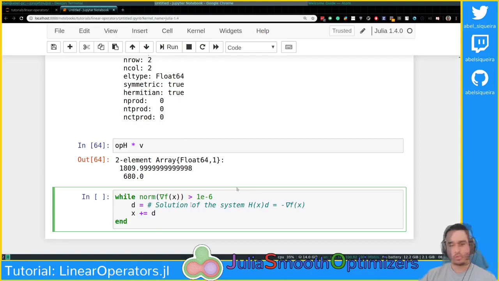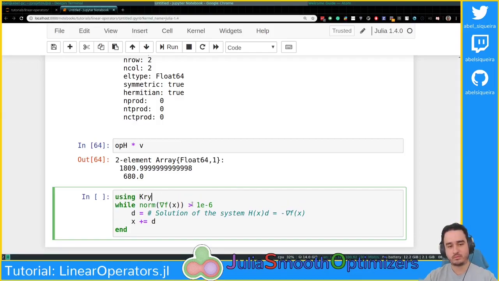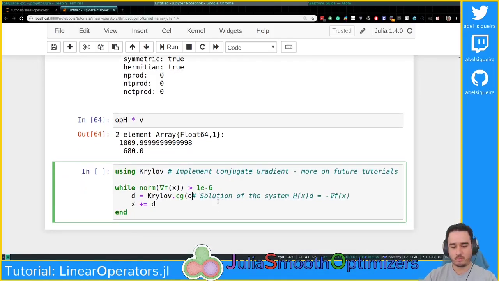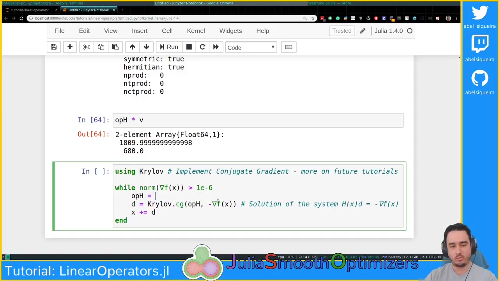So here I'm going to use Krylov, which implements CG. Let me write conjugate gradient. More on that in future tutorials. And I'm going to use Krylov.cg, and instead of passing the matrix, I'm going to pass OPH and the nabla of f. OPH should be updated every time, which is OPH at x. And that's it.